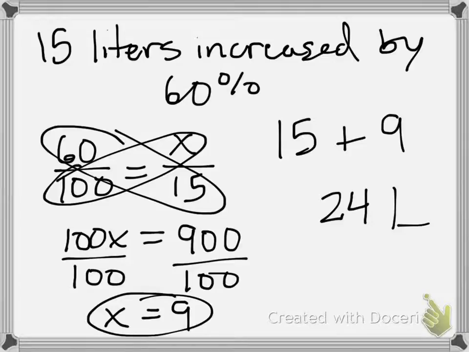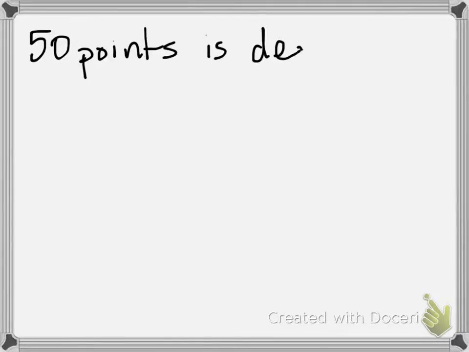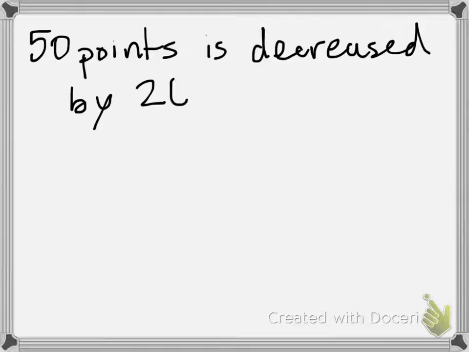Alright, let's take a look at number 6. Number 6 is going to be a little bit different. It says 50 points is decreased by 26%. Okay, so it's going to be the same process as before. First of all, we're still going to have to find 26% of 50.